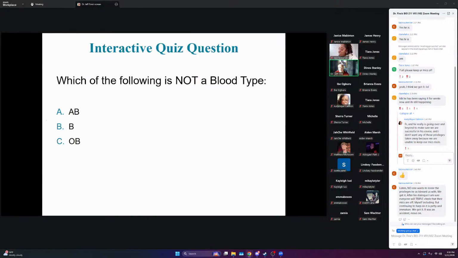Last quiz question and last slide for today. Which of the following is not a human blood type? Pretty easy one to wrap up the day, guys.